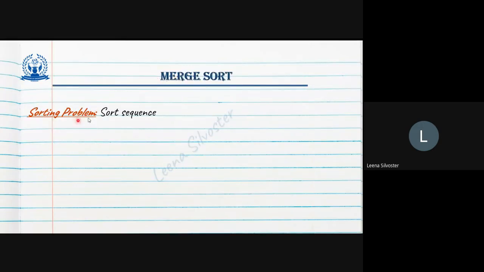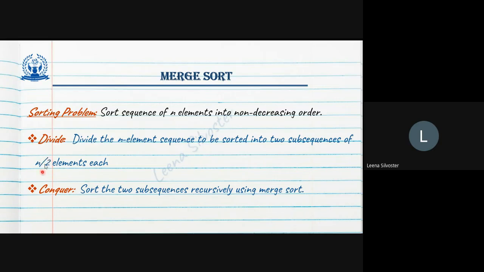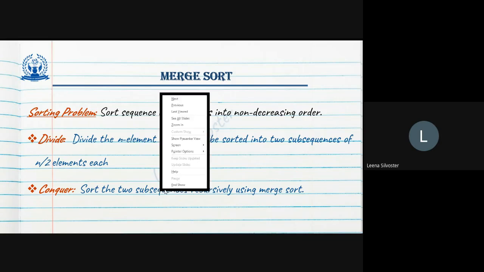So merge sort. It is a sorting problem. Sort a sequence of n numbers into non-decreasing order. So it must be in ascending order. Divide means divide the n element sequence to be sorted into two subsequences of length n by 2 elements each. So if we are having n elements, we have to divide those n elements into two sets with n by 2 elements. Conquer means we have to sort these two subsequences. We are having two sets of subsequences. We have to sort these subsequences using merge sort.